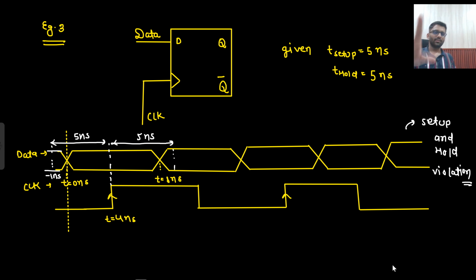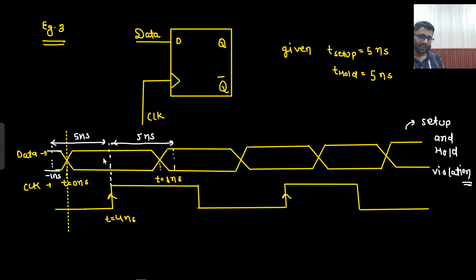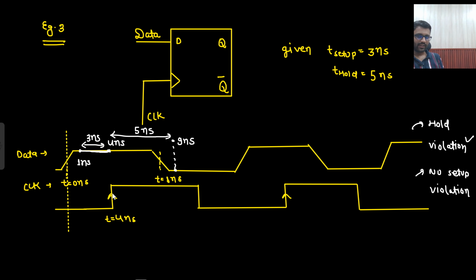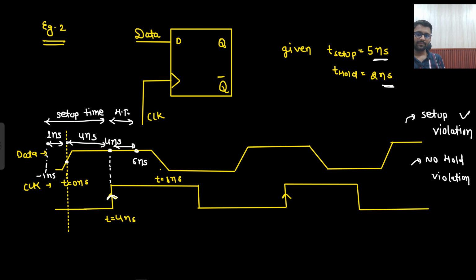Okay. So this was the meaning of setup time and hold time. You can read the definition. Setup time is the amount of time for which the input must be stable before clock transition. So before clock transition, input must be stable for this much of window. Here you can see before the clock transition, for 3 nanosecond, your input must be stable. And hold time is the amount of time for which input must be stable after clock transition. After clock transition, it should be stable for 2 nanosecond. So yes, it is stable for 2 nanosecond. So this is known as hold time.